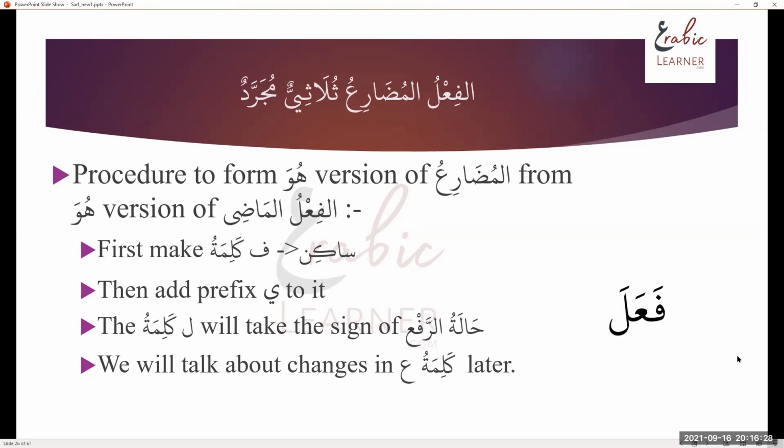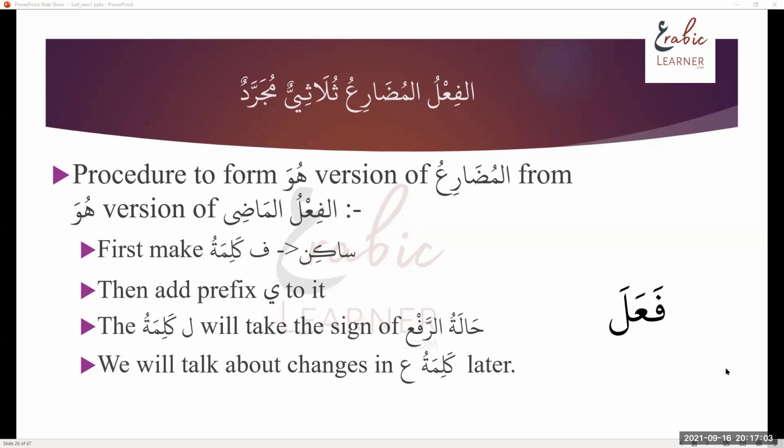So, for example, if I have a fi'lul Maadhi, which is fa'ala, which means he did, past tense, fa'ala. Now, let's follow these steps. What is the first step? The first step is put sukun on the fa kalima. So fa will take sukun instead of fatha. Then what is the next step?